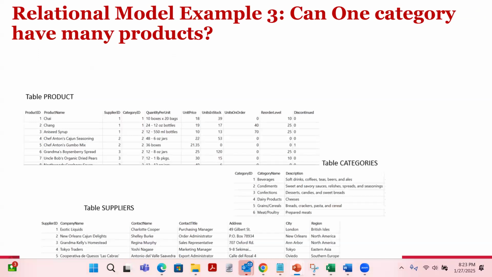Here's one more example. Based on the relational model represented by those three tables, we need to answer the question: can one category have many products? So we are looking at the category table, column category, and we need to understand, can one category have multiple products? Put a pause on the video, and I'll explain the answer in a minute.